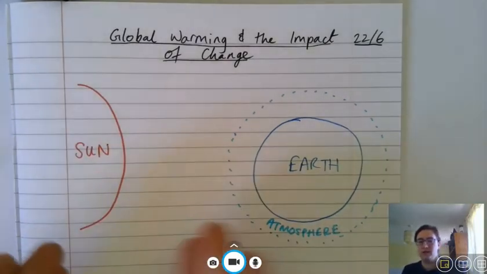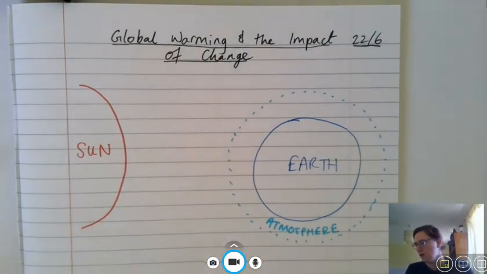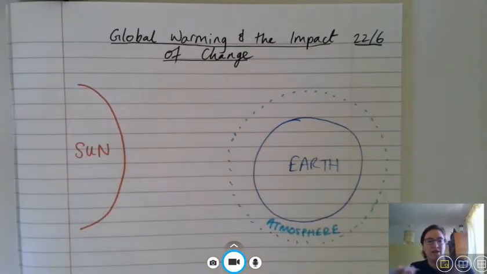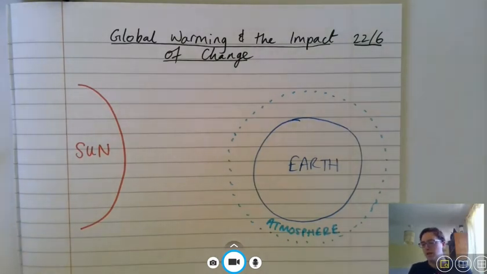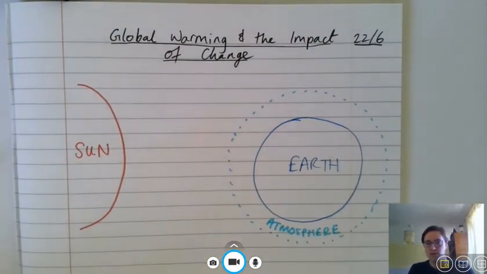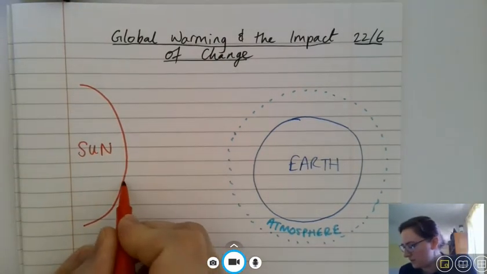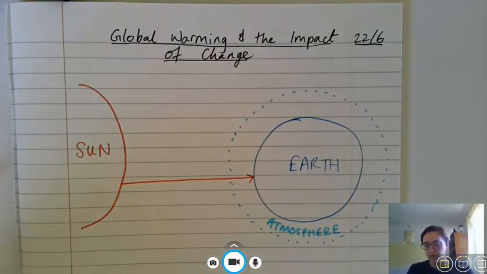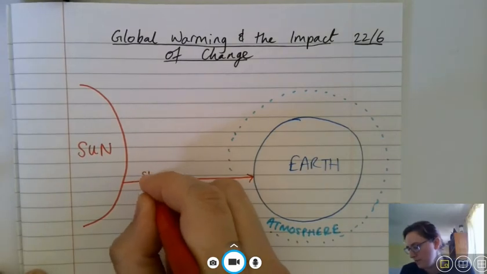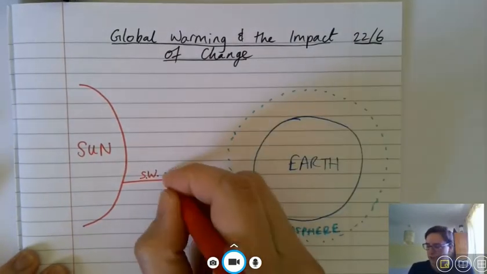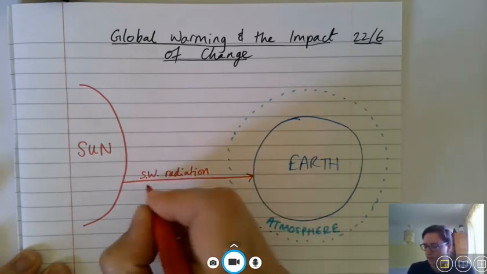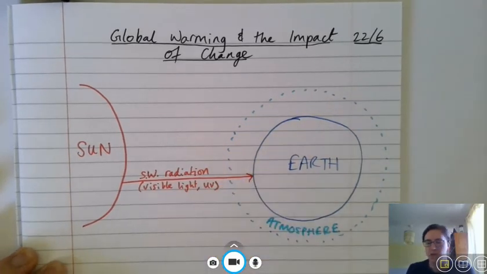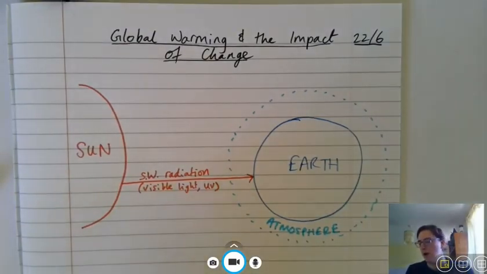Now we've got on here not exactly a scale diagram, but we've got the sun and we've got the earth on here, and we know that the sun produces radiation. It's in the form of light and UV, and that these travel through space to our planet. So we have this solar radiation coming into our planet, and we call this short wave. I'm just going to put SW for short, so short wave radiation. And this is things like visible light and UV. Now this shortwave radiation is able to pass through our atmosphere.